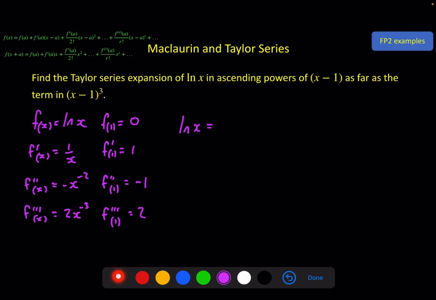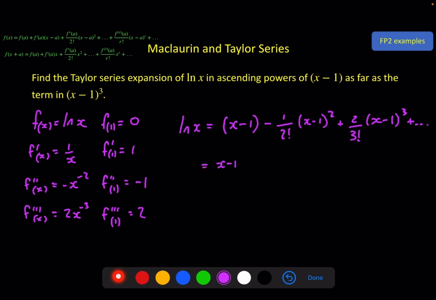So we get 1 lot of x minus 1, and then we have -1 here divided by 2 factorial times x minus 1 squared, and then 2 for the next term in here, 2 divided by 3 factorial times x minus 1 cubed, and that's as far as we need to go.